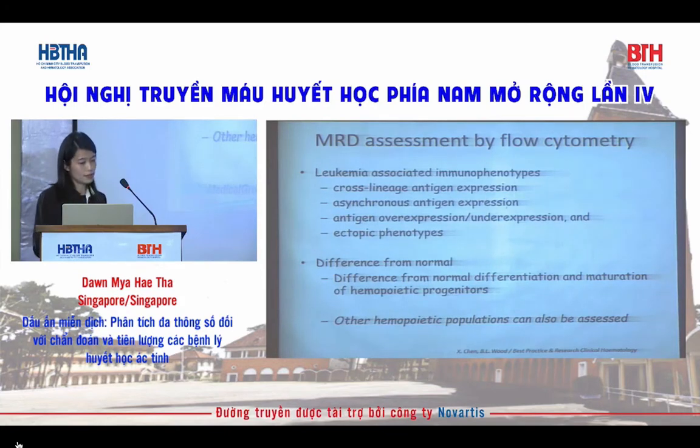or asynchronous antigen expression, which means the presence of mature and immature antigen expression simultaneously, or over or under expression of normal antigens. Whereas for difference from normal immunophenotype approach, we need the knowledge of normal differentiation and maturation of hemopoietic progenitors. And at the same time, we also need to have the knowledge of therapy-related changes to identify a population whether it belongs to the abnormal or normal group.